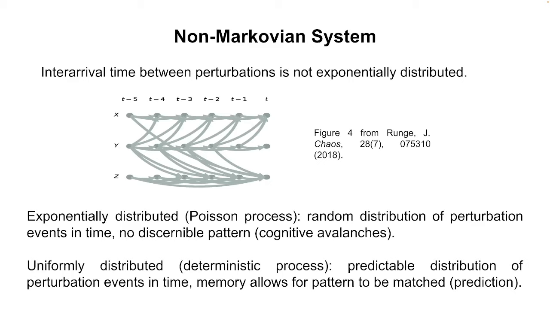So you have this distinction between a Poisson process, which is exponentially distributed, and a deterministic process, which is uniformly distributed. In the exponential case, there's a random distribution of perturbations, and those events occur with no discernible pattern. This can lead to dynamics such as cognitive avalanches and other types of nonlinear responses. In the uniform case, you have a predictable distribution of perturbation events in time. If you include a memory of those events, because they're uniform and there's some expectation, it can allow for patterns to be matched and prediction to occur.